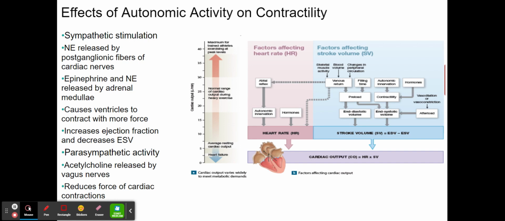However, under strong parasympathetic stimulation or after the administration of drugs that mimic the actions of ACh, the ventricles contract less forcefully, the ejection fraction decreases, and the ESV becomes larger.